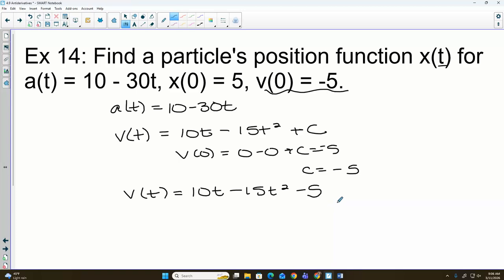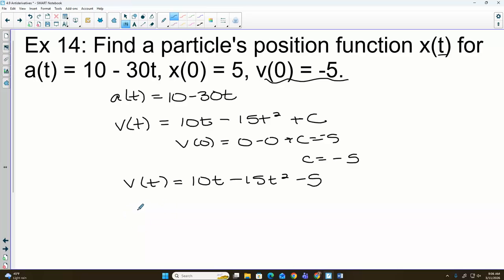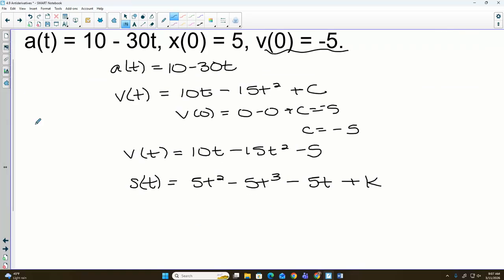All right, but I didn't ask for velocity, I asked for position. So we have to just go backwards. You can call this S, sometimes it's also called x of t, it doesn't really matter. What's the antiderivative of 10t? Minus, what's the antiderivative of 15t squared? Minus the antiderivative of 5, 5t, and then we would need plus a constant. You could call it c. I'm going to put k since I already used c up above.